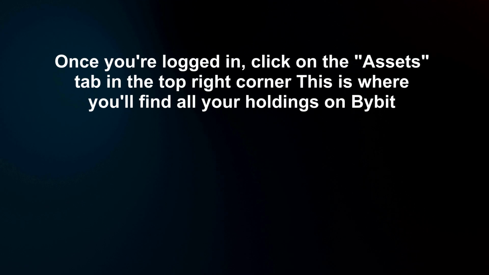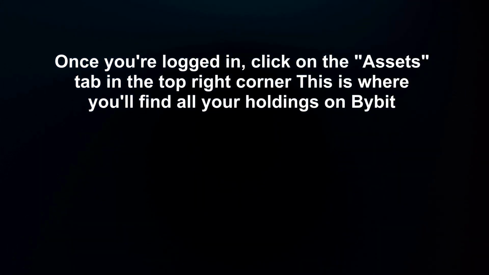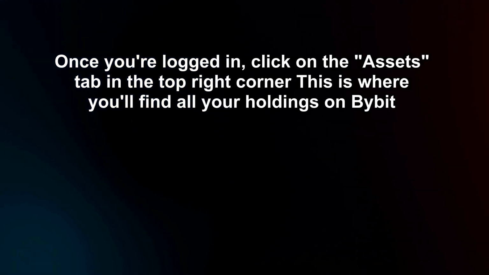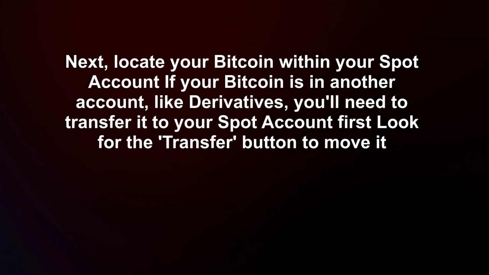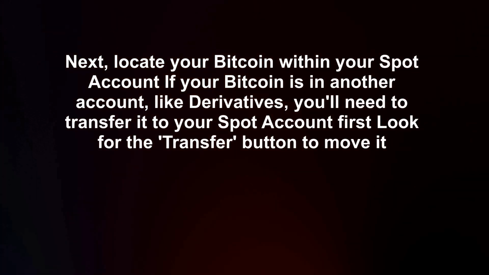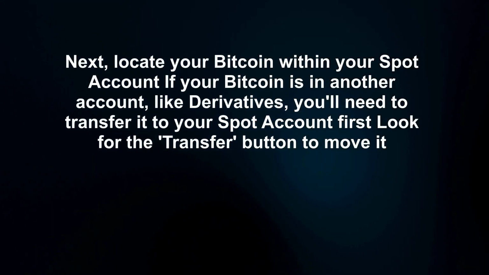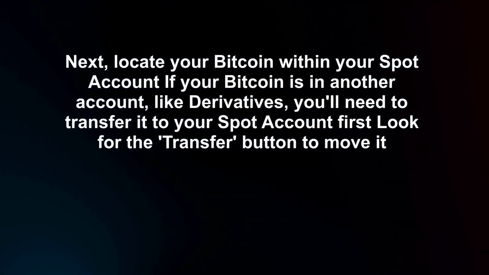Once you're logged in, click on the Assets tab in the top right corner. This is where you'll find all your holdings on Bybit. Next, locate your Bitcoin within your spot account. If your Bitcoin is in another account, like derivatives, you'll need to transfer it to your spot account. First, look for the transfer button to move it.